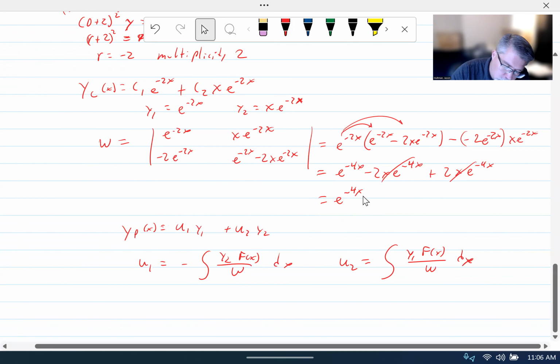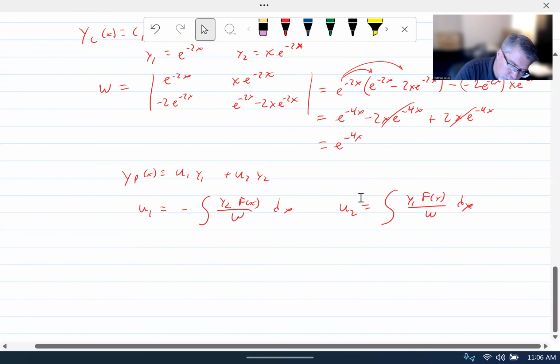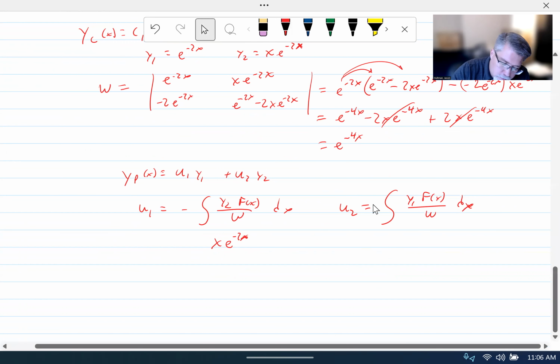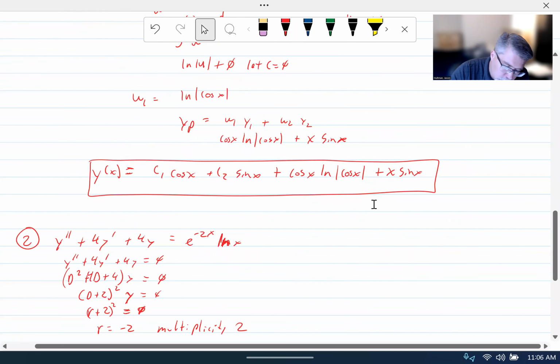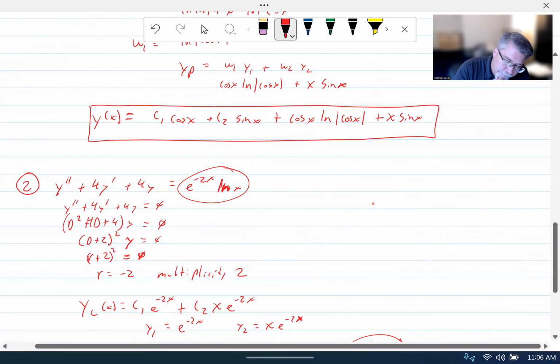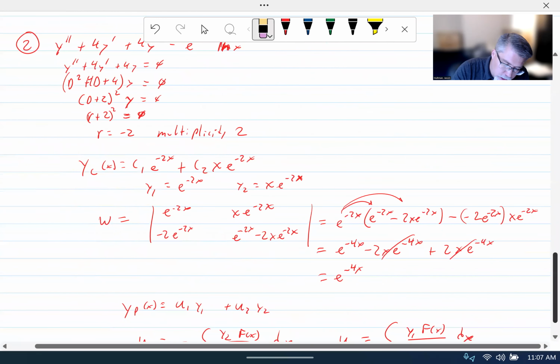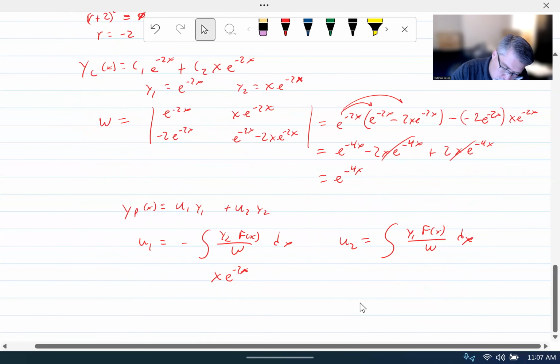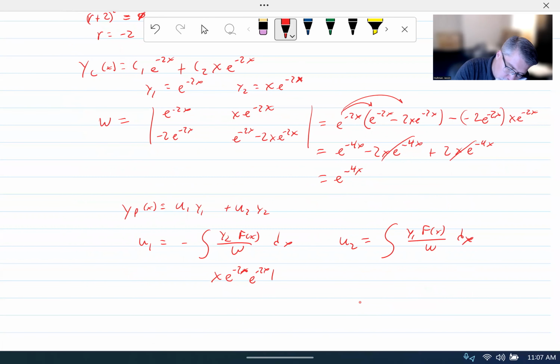So y2 was x e to the negative 2x. The f of x was in my original equation, here's my f of x right there. So that's e to the negative 2x natural log x, e to the negative 2x natural log x all over e to the negative 4x. So boom, boom, boom, those are gone.